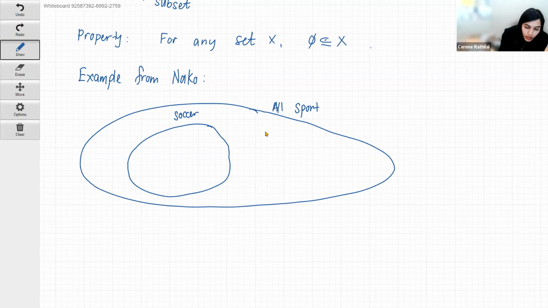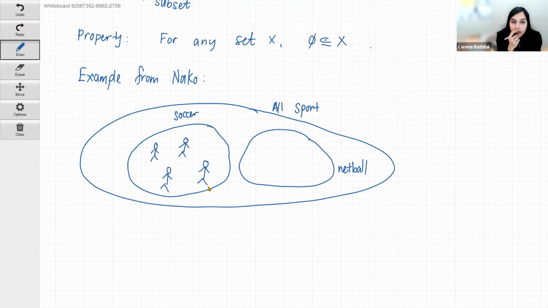So I also want to talk about netball. I'm not sure, maybe for now, let me draw it like this. So this is netball. And we know that 4 play soccer, so I'm going to draw stick figures. That's 1 student, student number 2, 3, 4. So I've got 4 students who play soccer and 3 students that play netball.